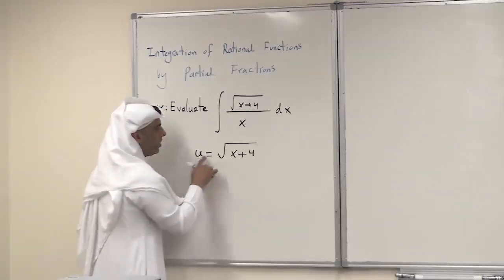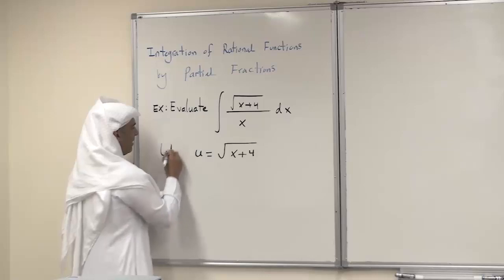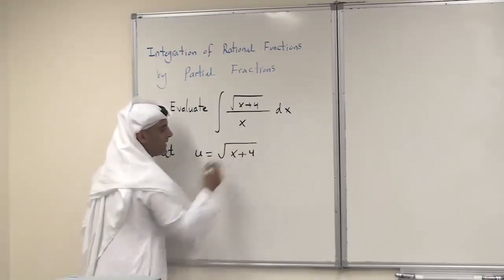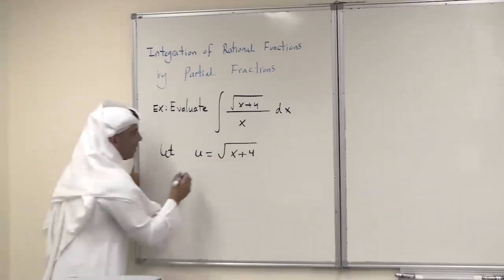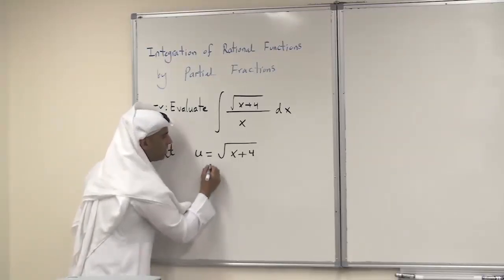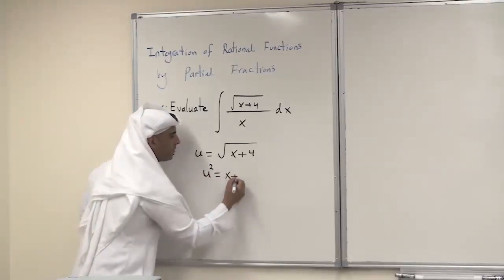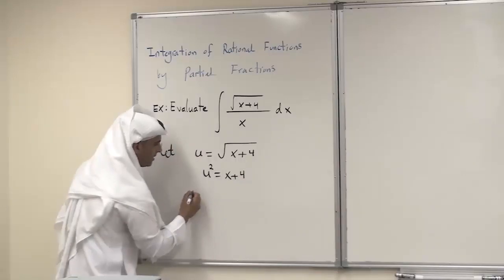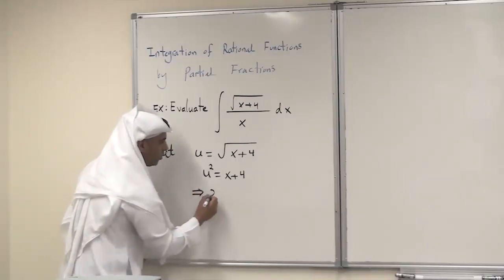If we let u equal radical x plus 4, then we have u squared is equal to x plus 4, okay? And this implies what?